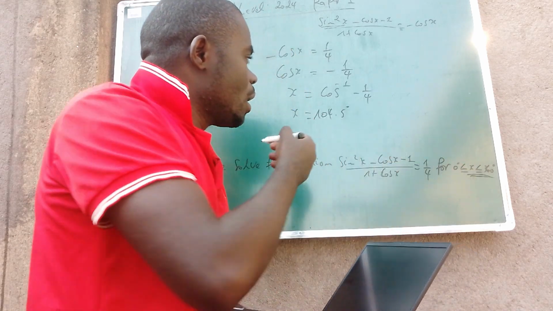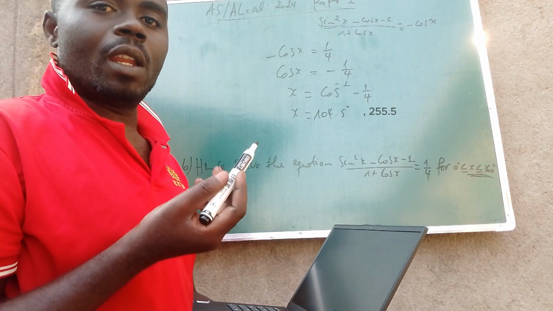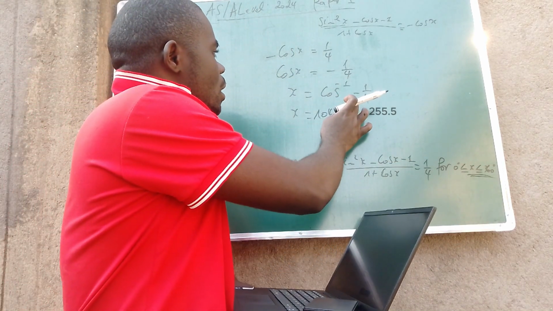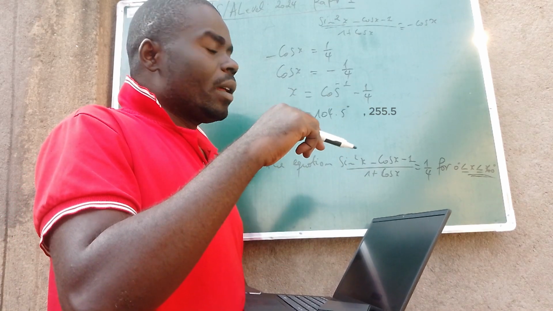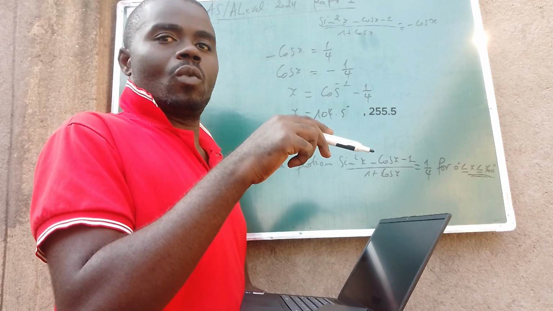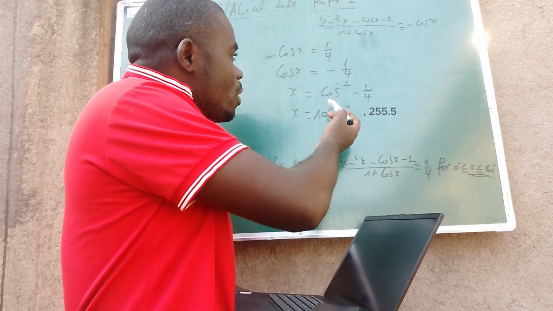Now, because you are solving in this range, we need to find another angle. When we are finding another angle, we consider this negative, and this negative means that the angle that we are finding is only in the second and the third quadrant of the circle, because you are using the cosine.